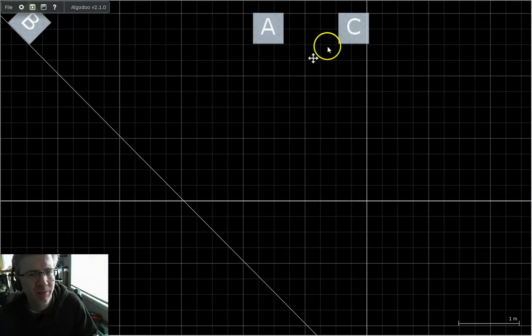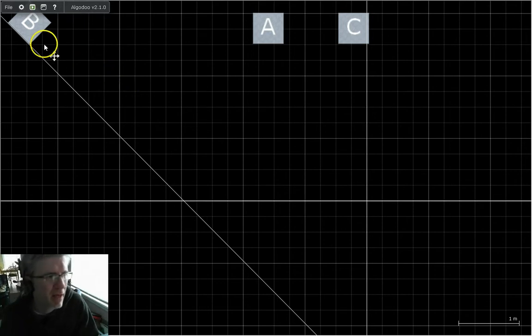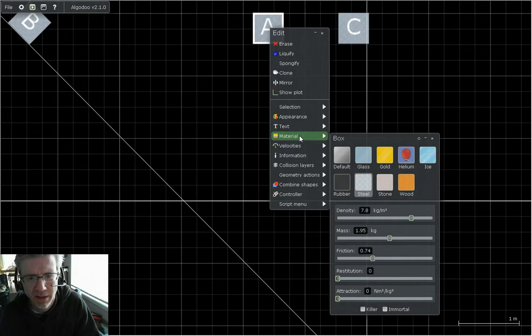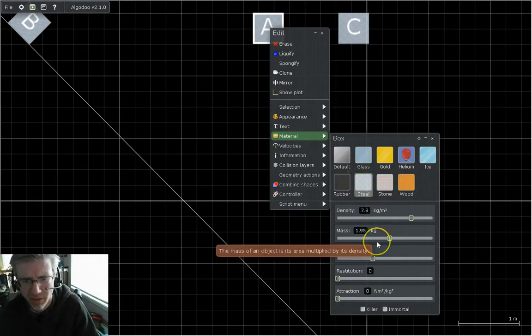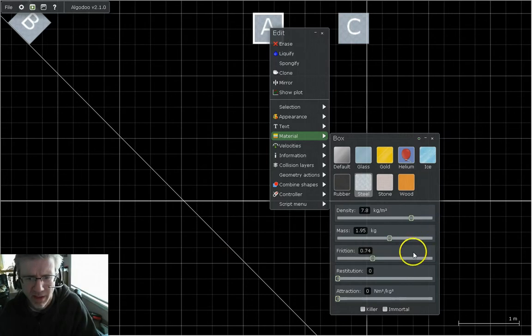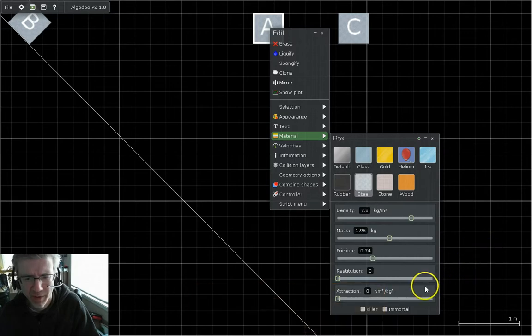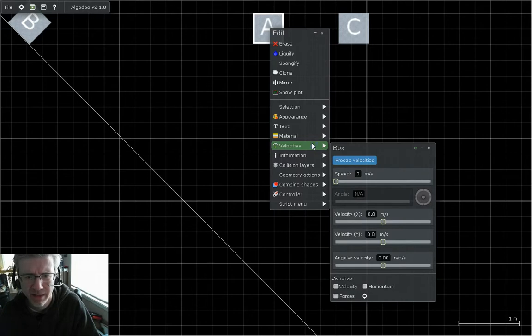I have block A, block C, and block B. I moved block B just because I had a little more room over there. Let's take a look at how this is set up. So for block A, you can look at its material. First of all, it's steel. Just for the sake of argument, its mass is 1.95 kilograms. It has friction. It has zero restitution, which we don't have to worry about right now. And let's look at its velocity. It has zero velocity, zero speed here at the beginning.